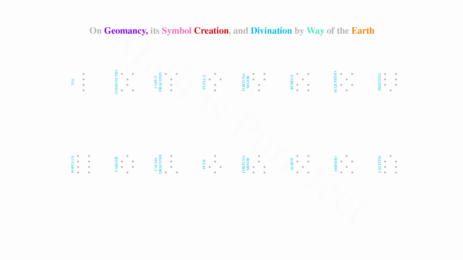Hence, those geomantic symbols which correspond to the element of the earth are carcer, prison, caput draconis, dragon's head, albus, white, and tristitia, sorrow. The element of air was attributed to conjunctio, conjunction, puella, girl, fortuna minor, lesser fortune, and laetitia, joy. The element of fire was given to puer, boy, fortuna major, greater fortune, rubeus, red, and ammisso, loss.